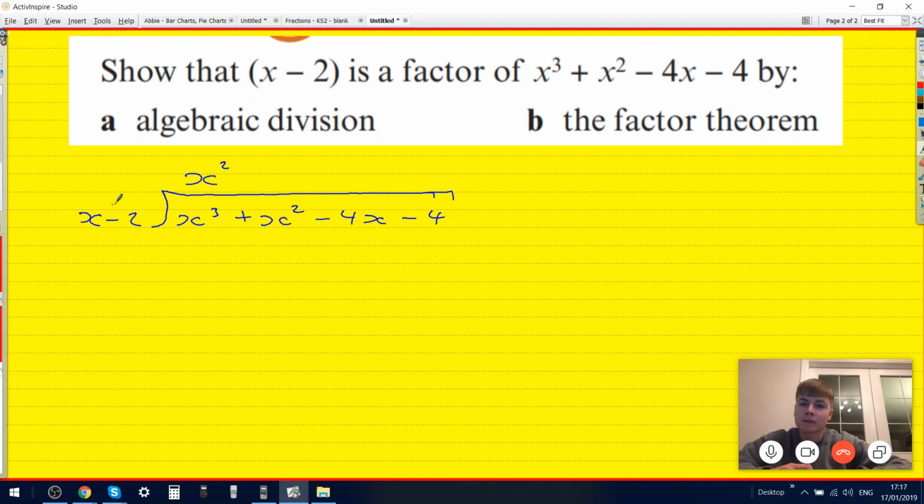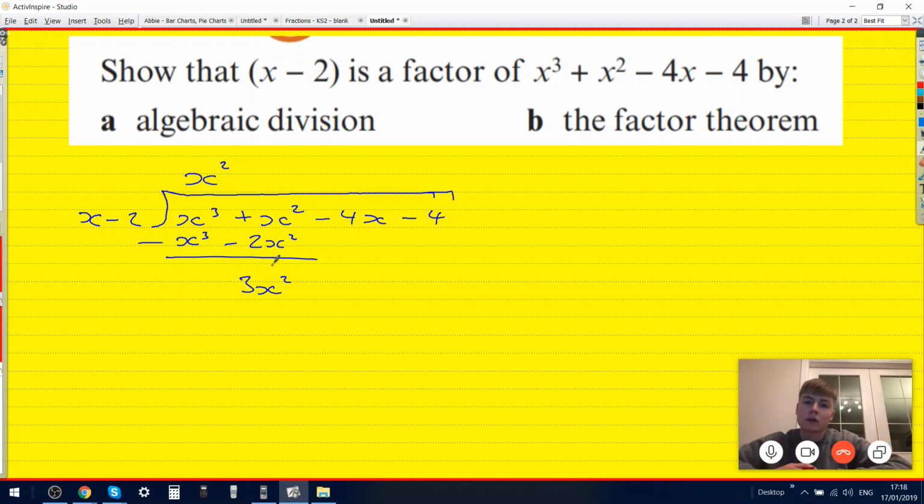So what do you get multiplying by x squared? The outside the bus shelter, so x minus 2 times x squared. Yeah, x cubed minus 2x squared. And then you take them away. What are you left with? Minus x squared. So here you have x squared minus 2x squared, so plus 3x squared. That's it.